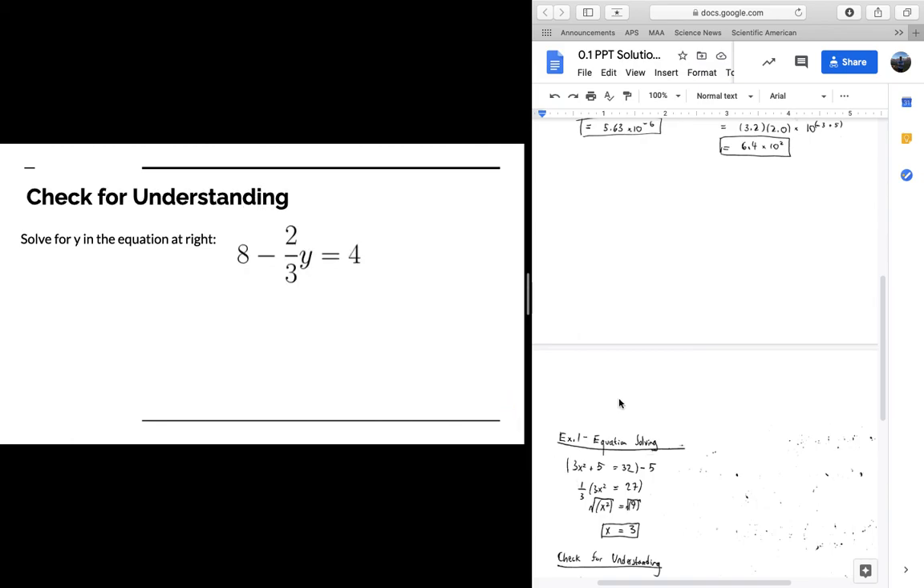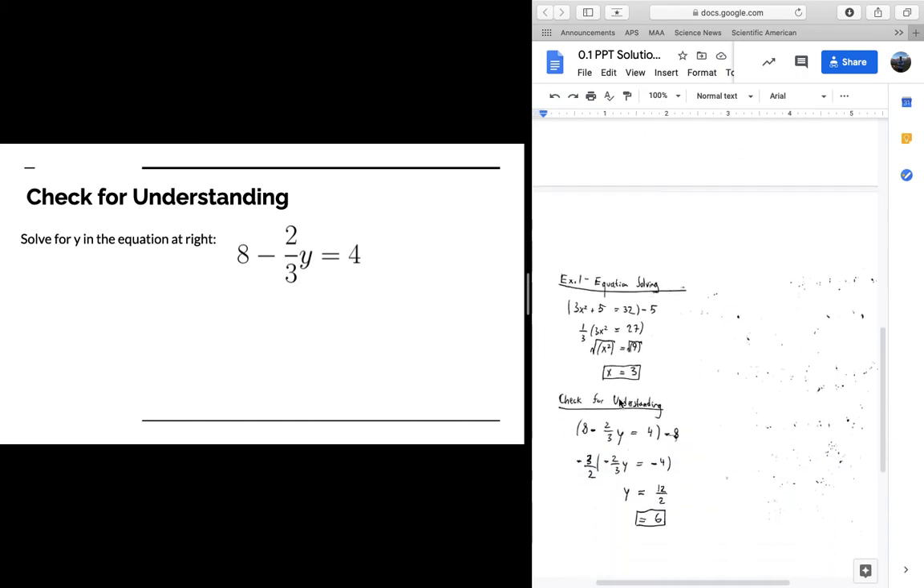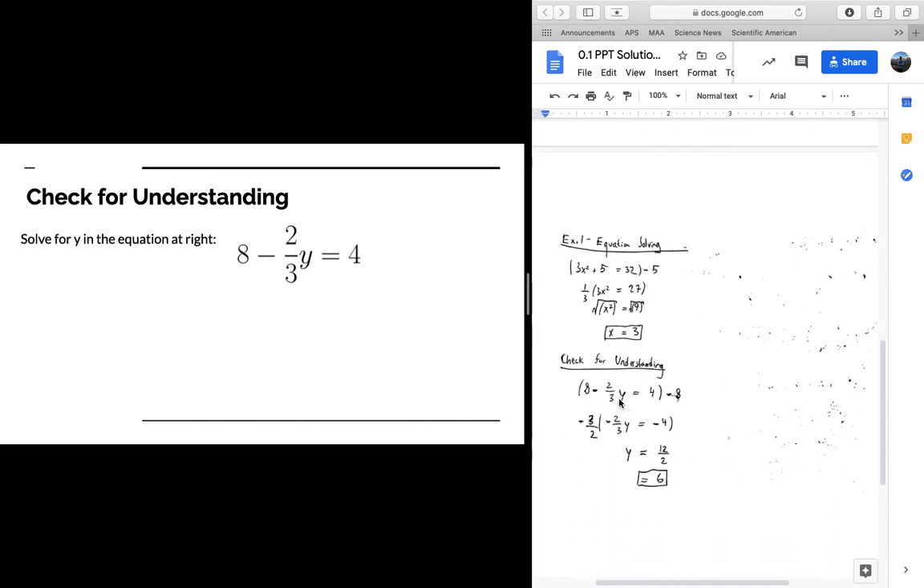Now let's look at another example here, and again, you can pause the video if you would like to test yourself. We have 8 minus 2/3 y equals 4. So what specifically is happening here? We're going to have 8 minus 2/3 y equals 4. First thing we take note of is that we have 8 added on, so we're going to subtract 8 from both sides, which gives us minus 4. So as a result, we're going to have negative 2/3 y equals negative 4.